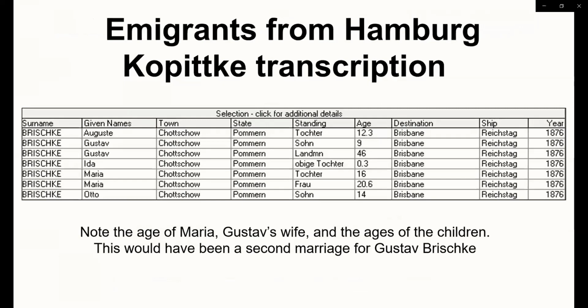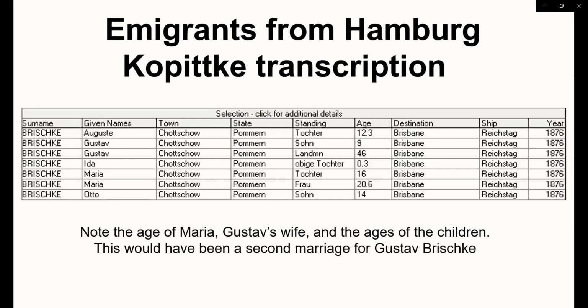Here we have the full record of Alexander Gustav Brisky's father, Gustav, at age 9, arriving with his parents and siblings aboard the Reichstag in 1875. Their native place is Trotschau in Pommern. If you check the ages of the children against the age of the Maria Briska, described as Frau or wife, it's evident that this is a second marriage for the father.